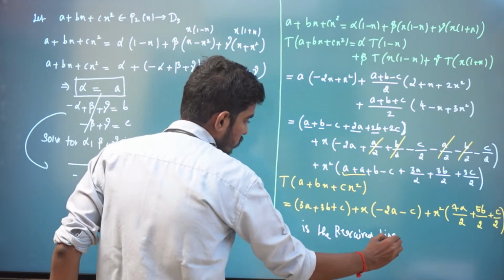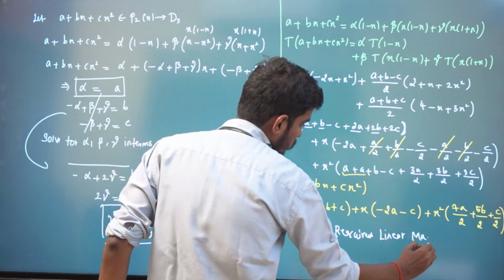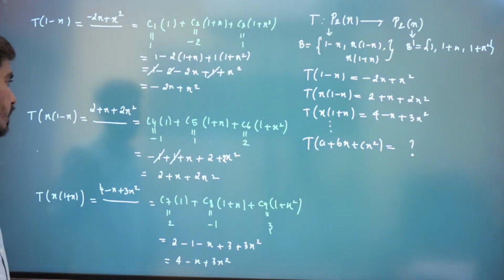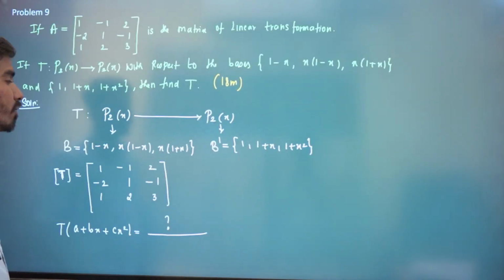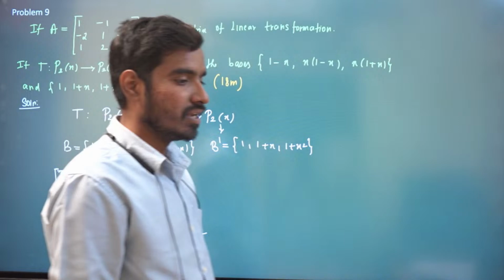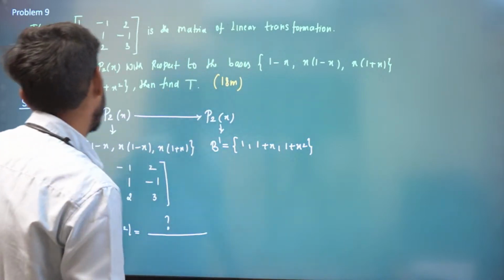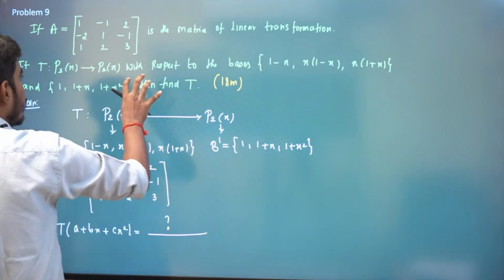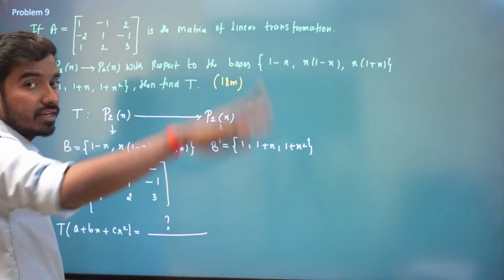Is the required linear map, right? So I'll explain once again. Tricky problem, but it is very simple. You just have to understand the concept. So what we did is, we know the matrix of T that takes this basis with respect to these two bases. We know the matrix of T.